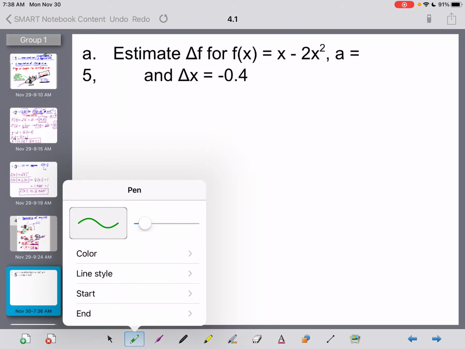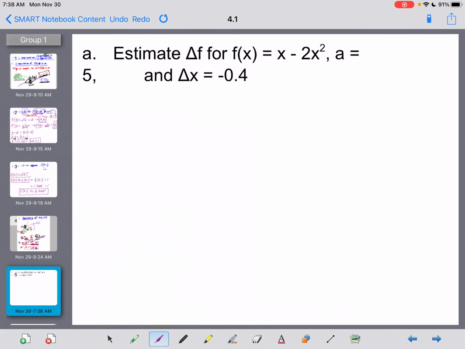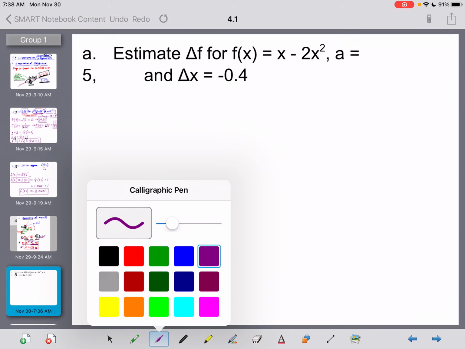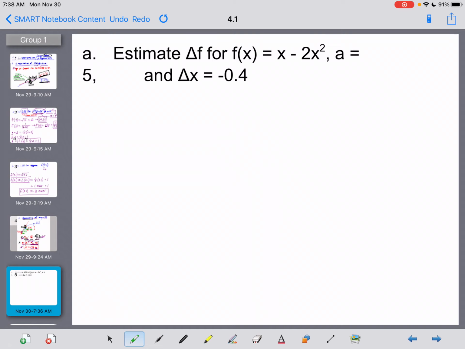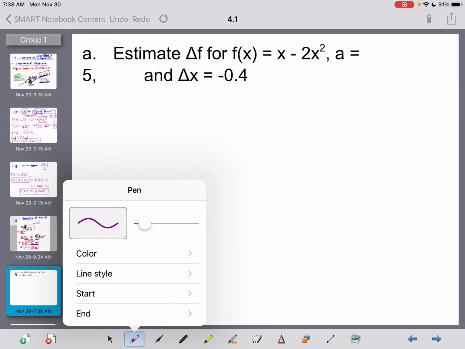Let me change this back to... I didn't know I could change the color of my calligraphy pen. That's kind of cool. I learned something new today. Anyway, I didn't want to.